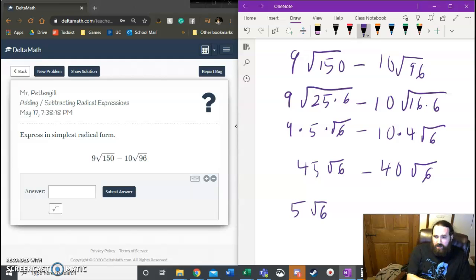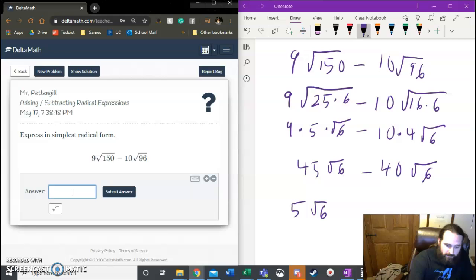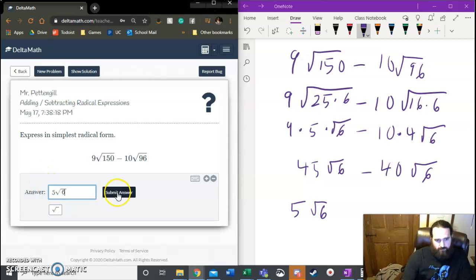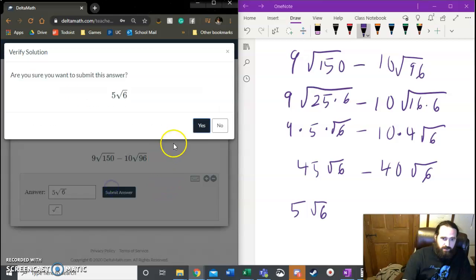It's simplifying two different things, and then if they have the same number under the radical, that's called a radicand. So if they have the same number under the radical, like in this case it was a 6, I can just subtract. I leave the root 6. I call it a good day. 5 root 6. Submit answer.